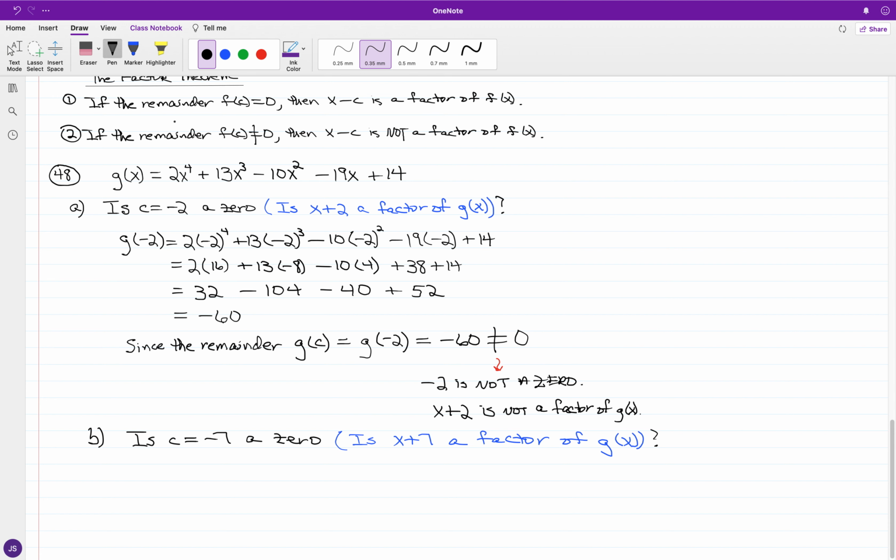So we still had the same polynomial function, but now the input, instead of negative 2, we now have it negative 7. So we're kind of running through the process. So we have 2 times negative 7 to the 4th plus 13 times negative 7 to the 3rd. We have minus 10 times the square of negative 7. Again, we have minus 19 times negative 7 plus 14.